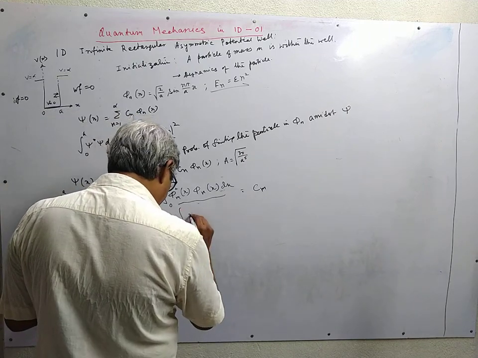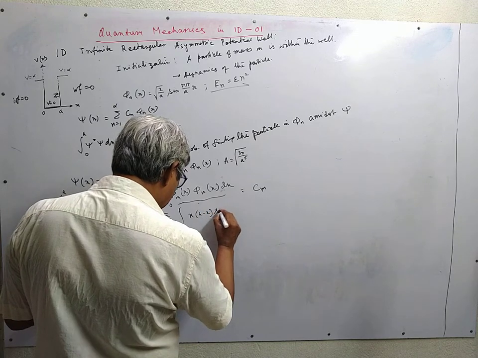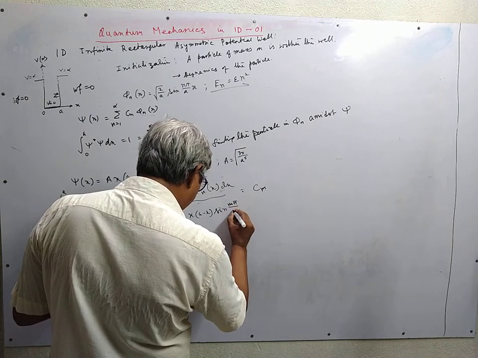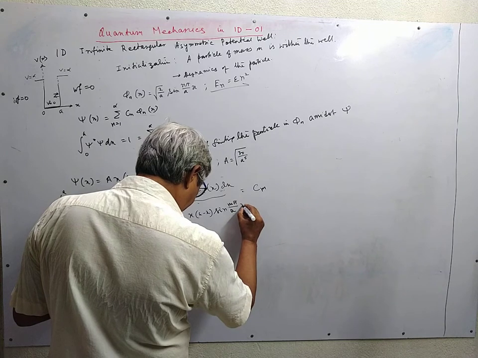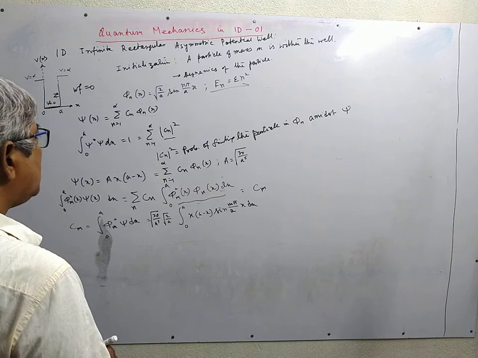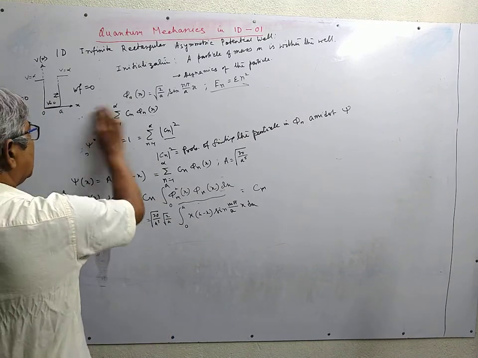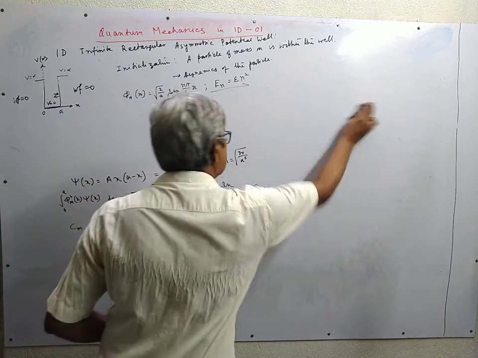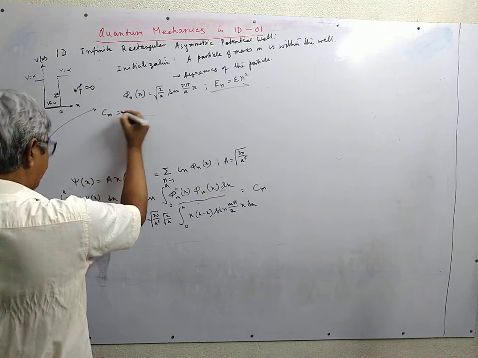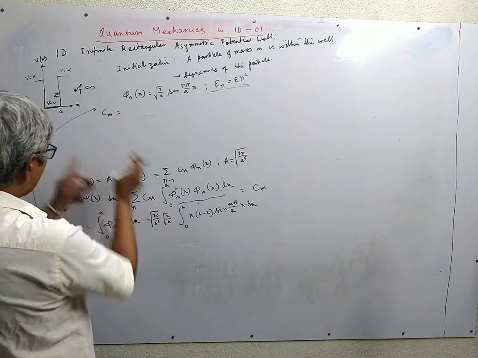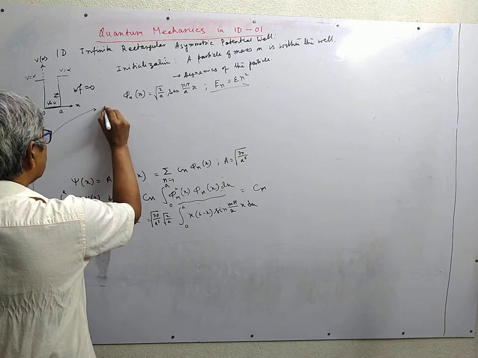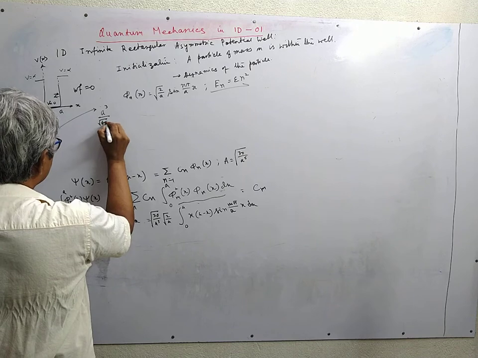Then we will have x(a minus x) sine of mπx upon a dx integrated from 0 to a. Now Cm is equal to, we take this on the left hand side, so it is a cube in the upper part, a cube by root 60 Cm.